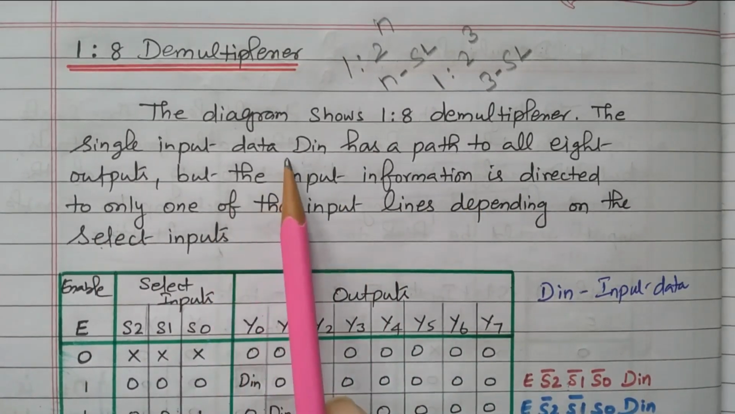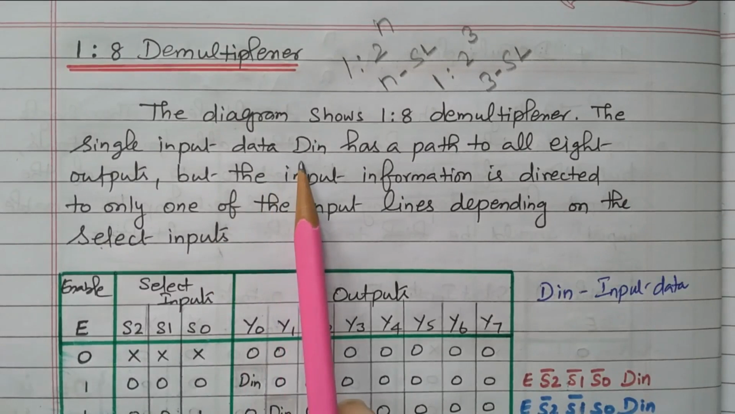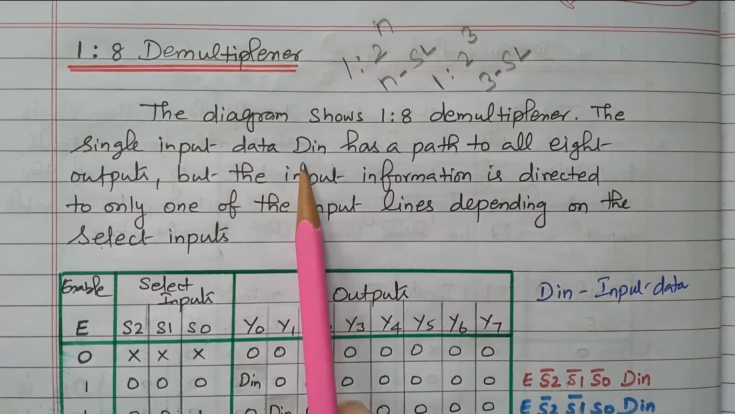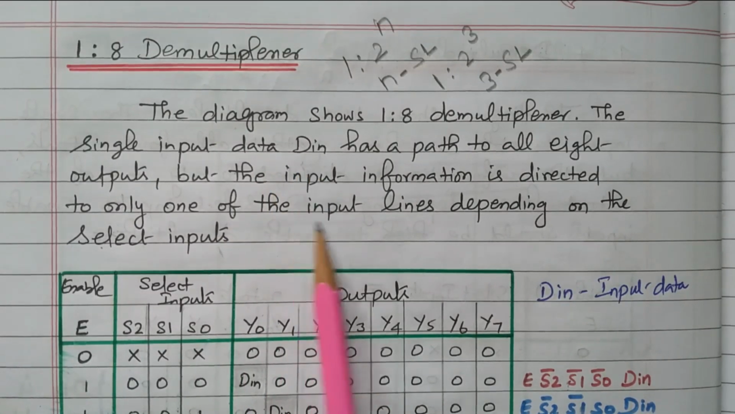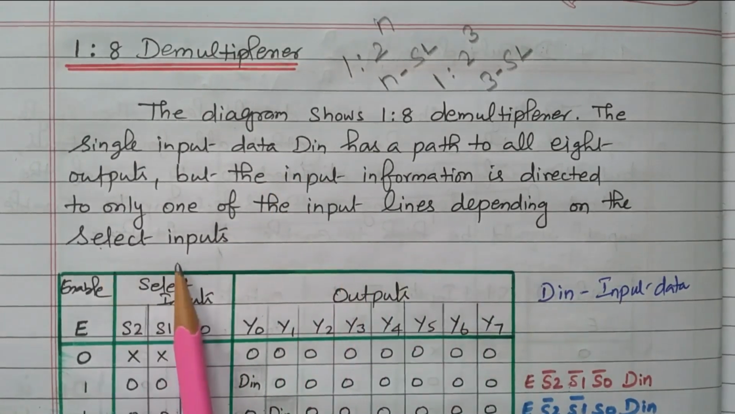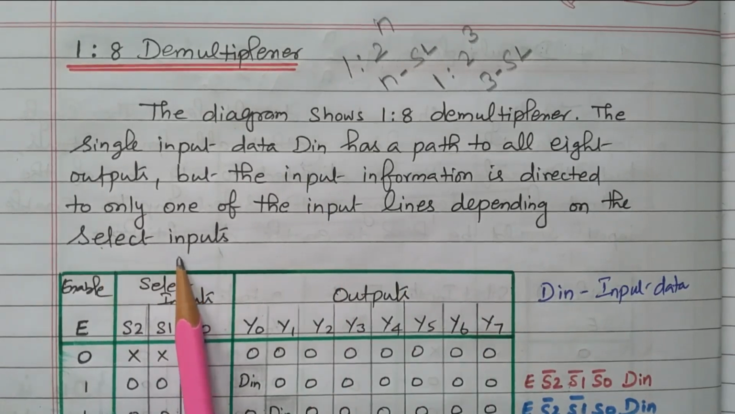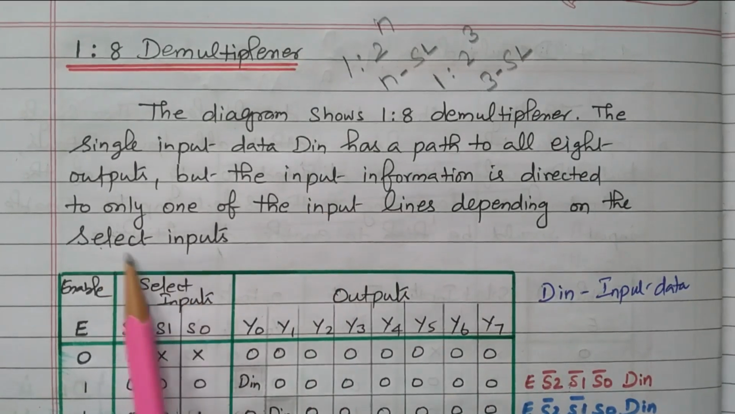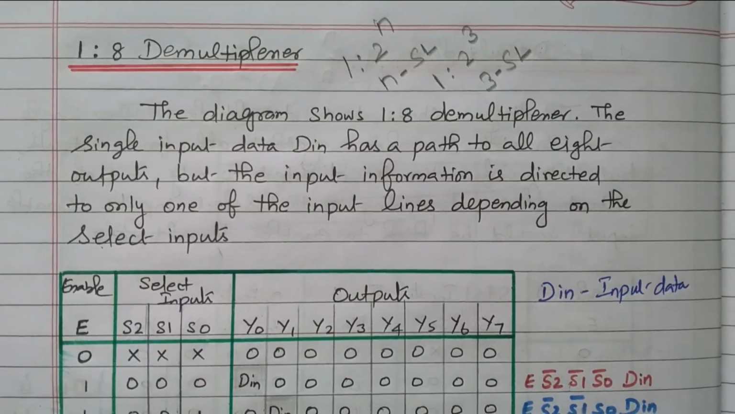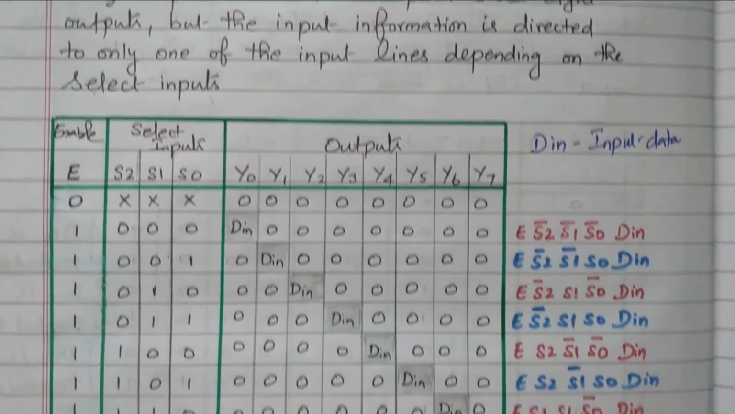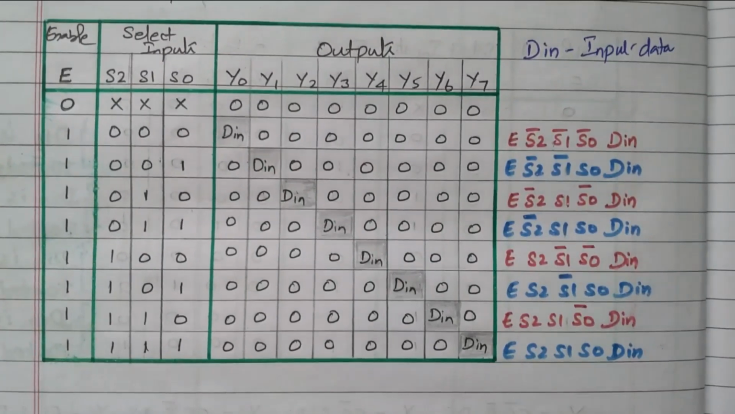So we have only one single input data, DIN, that is connected to all 8 possibilities, but in which circuit the output will be available will be decided by the selection input. Out of 8, only in one position will the input data be available, whether it is the first position or the second position will be decided by the selection line. Now we will see the truth table, how the data is routed to 8 different positions.